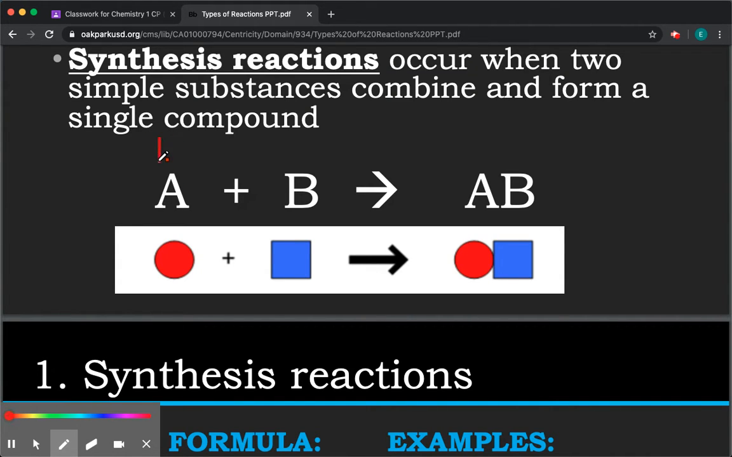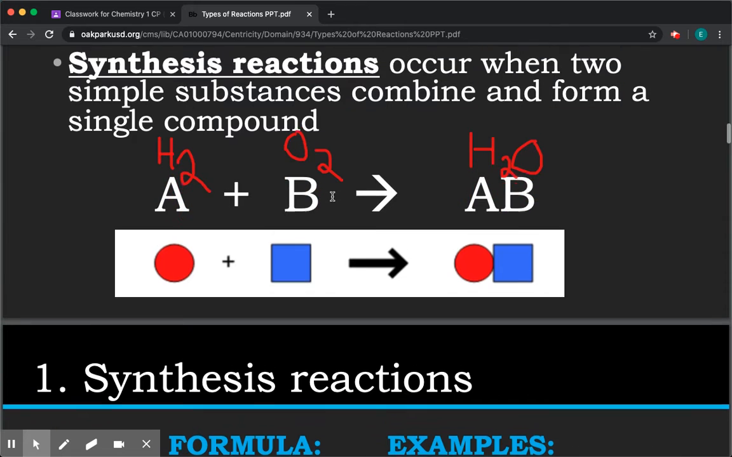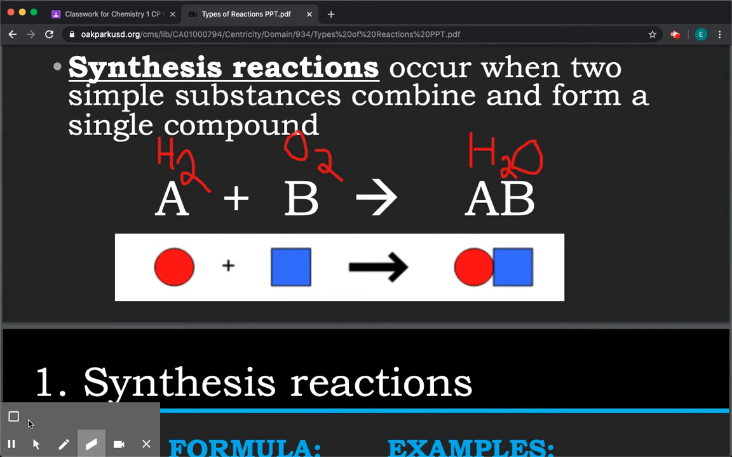Okay. So let's say we had hydrogen. Hydrogen can be A. Oxygen is B, and you combine them together and you make H2O. Okay, and that'll be your AB. This is an example of a synthesis reaction. So in synthesis reactions, you're combining 2 smaller things and making something bigger. Okay, that is a synthesis reaction.